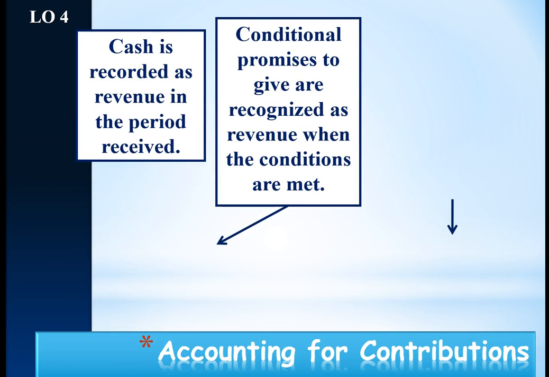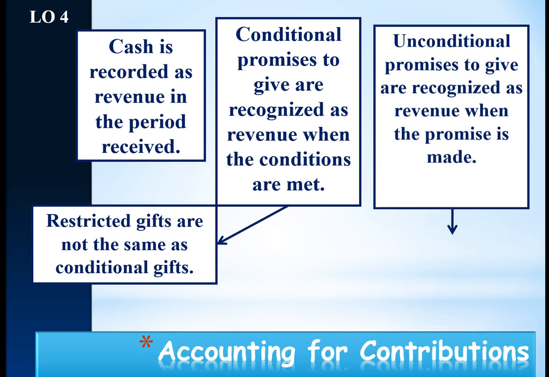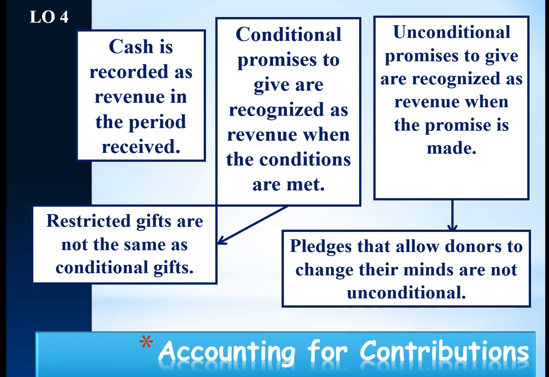So, cash is recorded as revenue in the period received. Conditional promises to give are recognized as revenue when the conditions are met. Restricted gifts are not the same as conditional gifts. Unconditional promises to give are recognized as revenue when the promise is made. Pledges that allow donors to change their mind are not unconditional, which means you wouldn't record them until you got the cash.